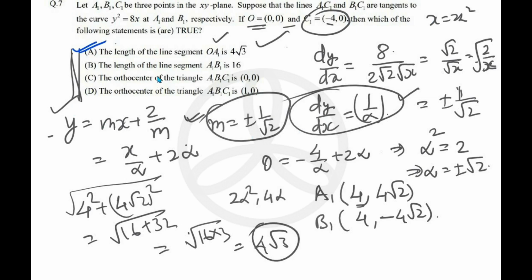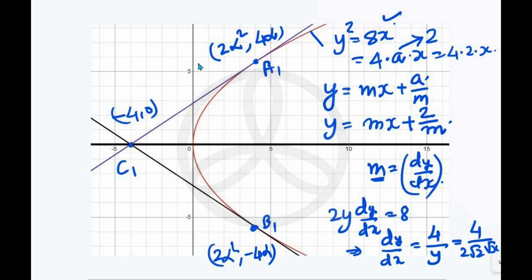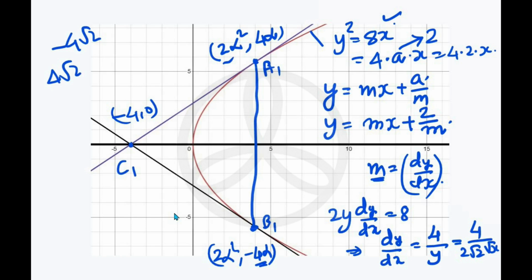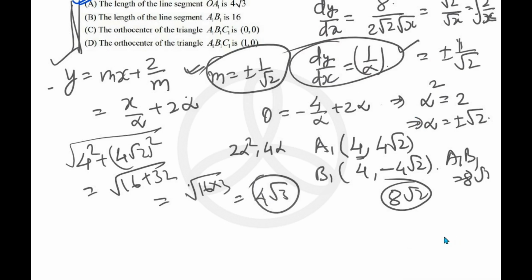The length of the line segment A1 and B1 is nothing but this line, and this is actually minus 4 square root of 2, and this is plus 4 square root of 2. This will be nothing but 8 square root of 2. Therefore, A1 B1 is 8 square root of 2, so this is actually incorrect.